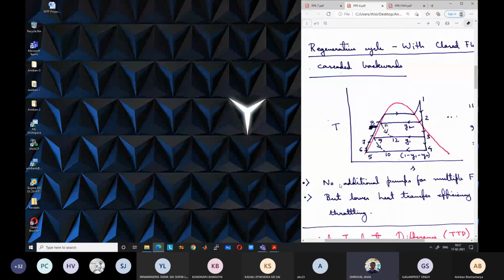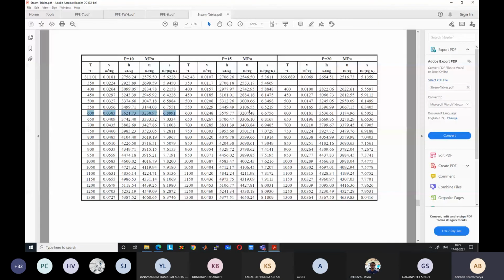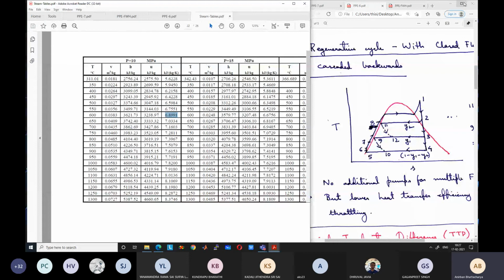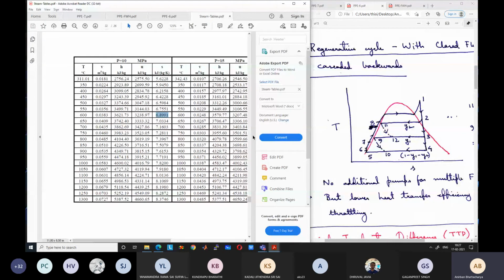Equating entropy and pressure. So we will find the entropy at point 1. Entropy at point 1 is 6.888991 kilojoule per kg Kelvin. And pressure is already known. You have told how to find the pressure based on optimum temperature by dividing the temperatures equally.